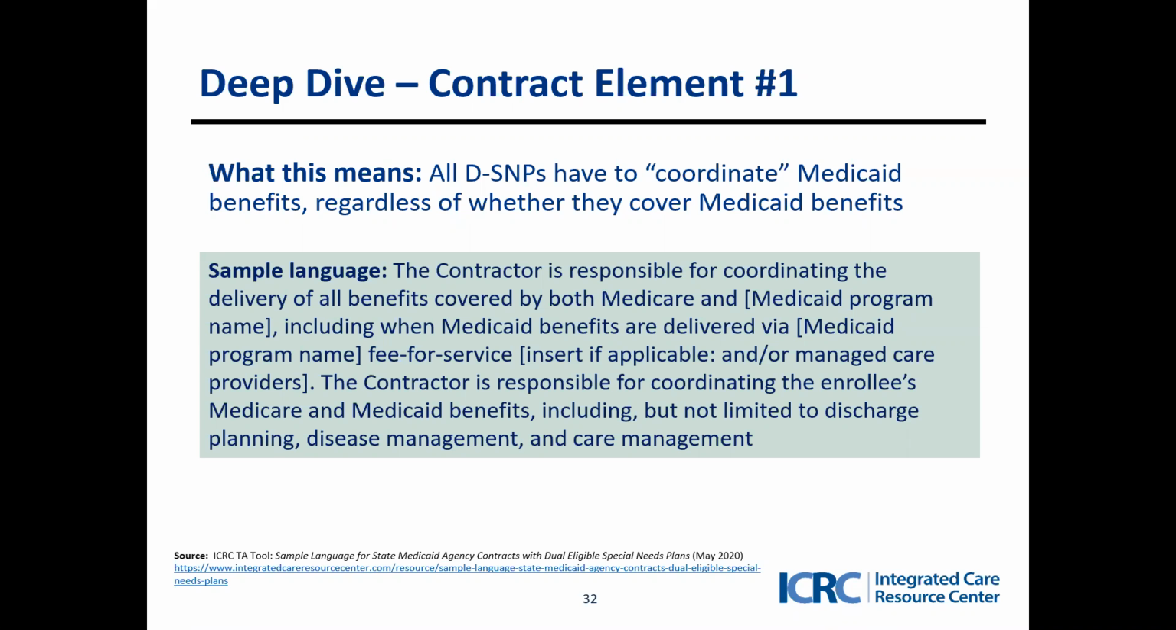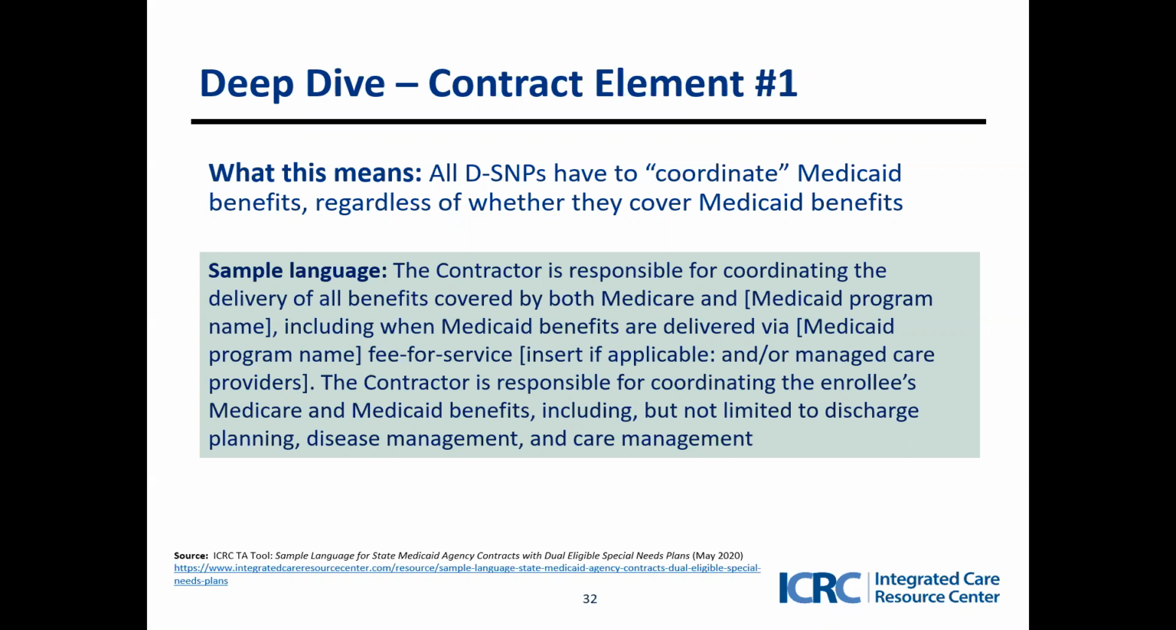So we said that contract element number one must specify that it's the Medicare Advantage organization's responsibility to, number one, coordinate the delivery of Medicaid benefits for individuals who are eligible for such services. And number two, if applicable, provide coverage of Medicaid services, including long-term services and supports and behavioral health services for individuals who are eligible for such services.